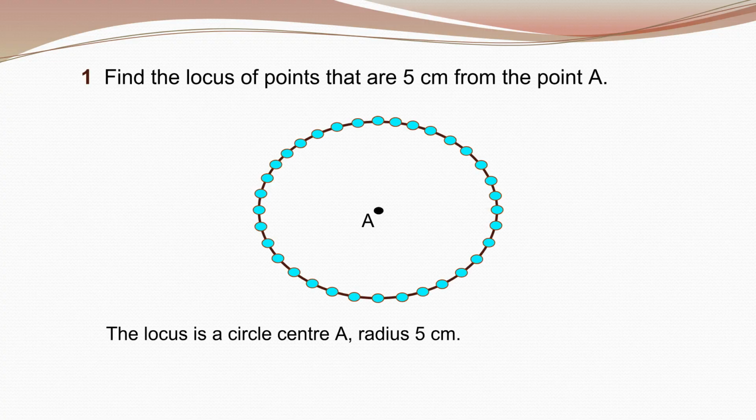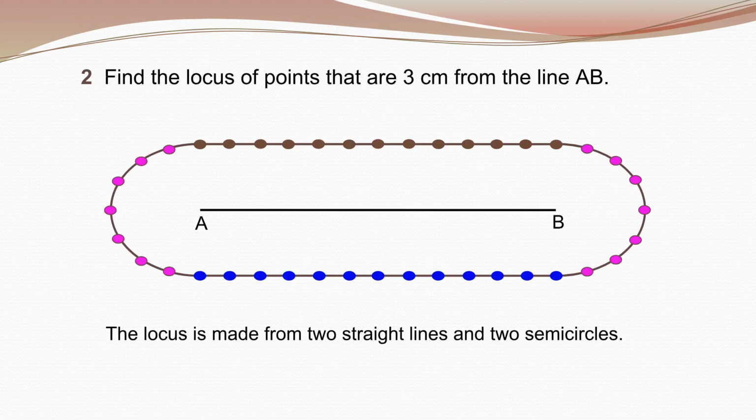In our first example, we find the locus of points that are exactly 5 centimeters from point A. This creates a circle with point A as the center and a radius of 5 centimeters. Next, we look for points that are 3 centimeters from line segment AB. The resulting locus is formed by 2 parallel straight lines and 2 semicircles at the ends.